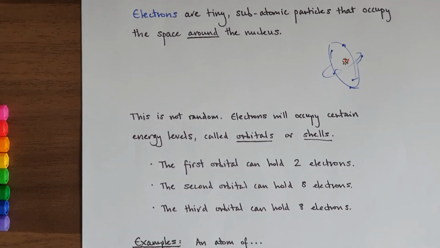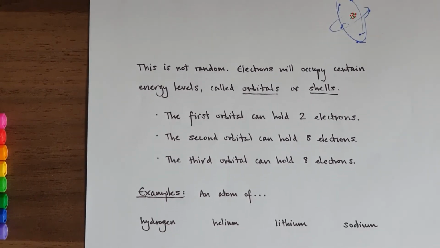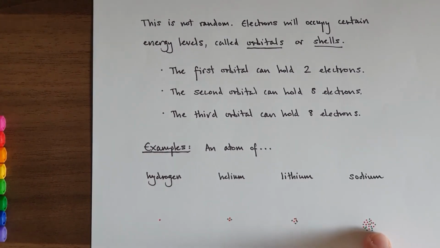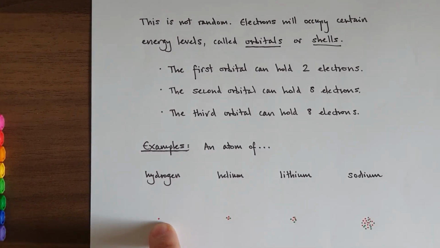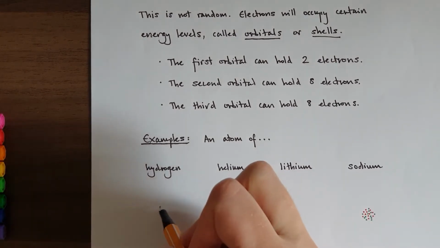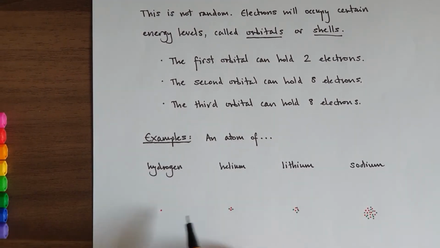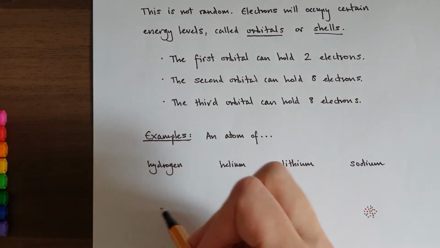So, examples of what that might look like. You could have an atom of, for example, hydrogen. So there's my tiny hydrogen nucleus. It's just got 1 proton in it. And in terms of electrons, remember these are atoms, so they're going to have the same number of electrons as they do protons. It's just a case of what that's going to look like.